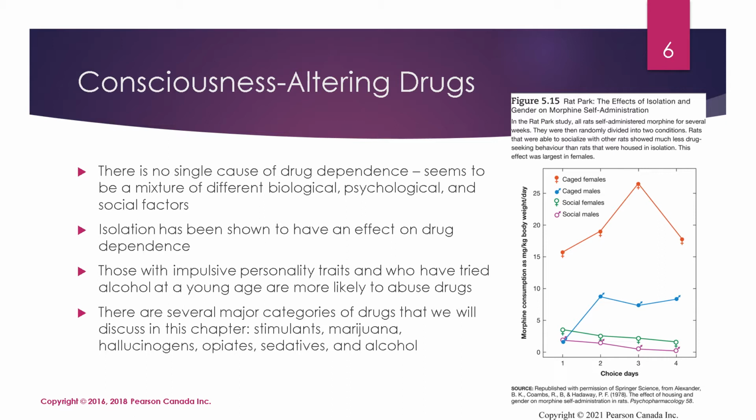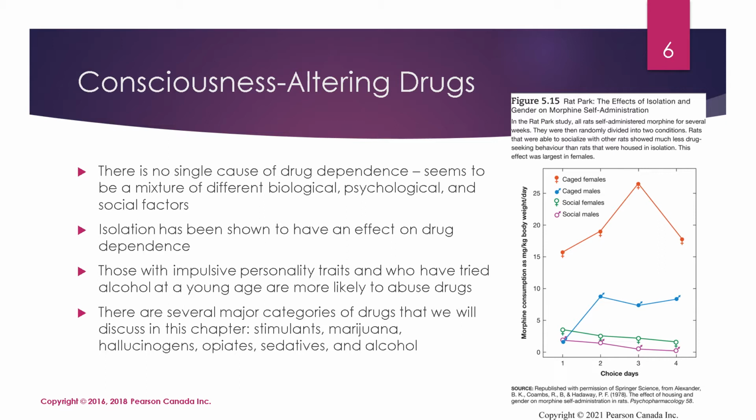There are several major categories of drugs that we'll discuss in this chapter. So we'll talk about stimulants, hallucinogens, opiates, and sedatives, and then we'll finish with alcohol and marijuana. It's a little different than how they're written in order here, because the textbook, in the new edition, switched things around a little bit. Now, based on the more recent legalization of marijuana, it's lumped in the alcohol category because that's when we start talking about the drugs that are more likely to be legal rather than illegal substances.